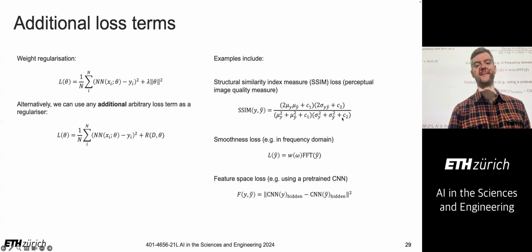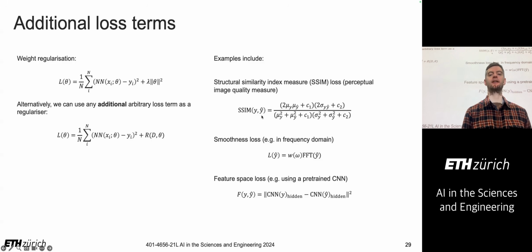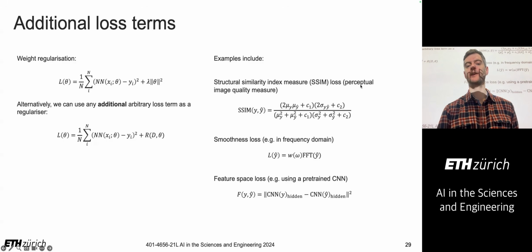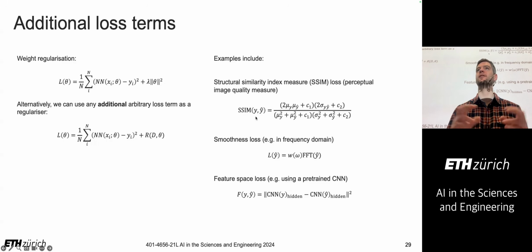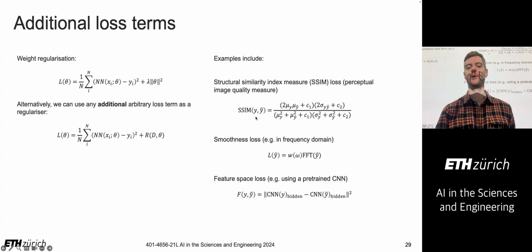One possible regularizing term is the structural similarity index measure. This is an empirical heuristic that compares two images together, and it's known as a perceptual image quality measure. So it tries to place a high weight on images that look natural. I won't go into why these means and standard deviations do that, but this is a very common metric.